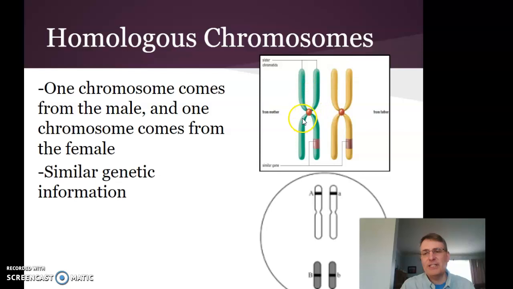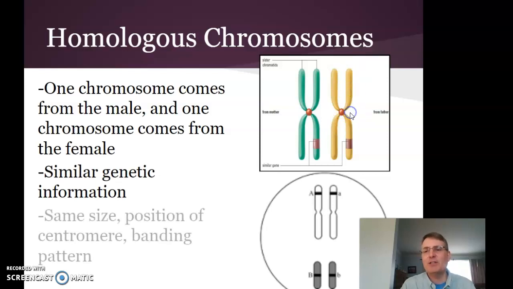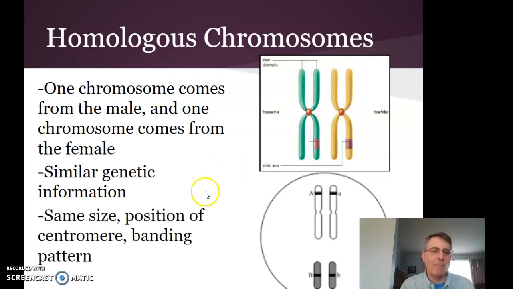The genetic information is the same. The DNA on this green one would be the same as on this green one, and the DNA on this yellow one would be the same as on this yellow one. Their size is the same, their position's the same, the banding pattern's the same. They're all going to be identical, and those are referred to as homologous chromosomes. Homo meaning the same. They're the same chromosomes.